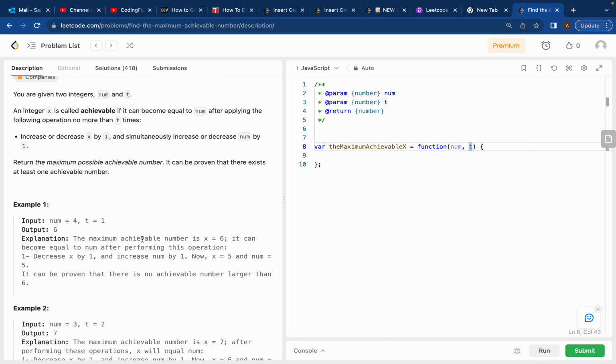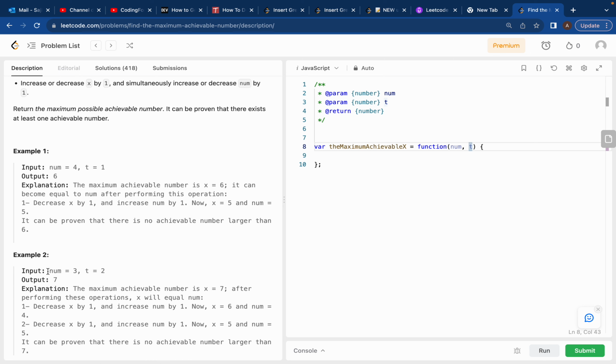You can see here it can become equal to num after performing this operation: decrease x by 1 and increase num by 1. So from this x, the number which you guess, if you remove 1 from it and if you add 1 to num, you get the same result, which is 5. So 6 is your answer. You have made a correct guess.